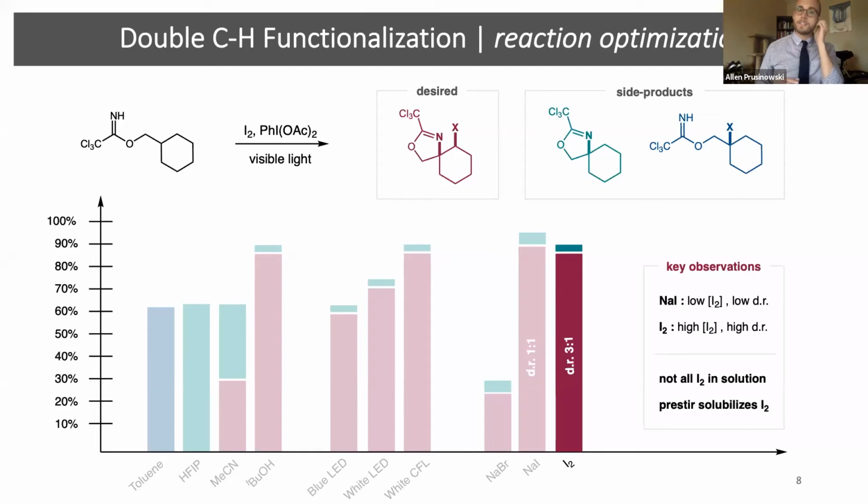There were still a couple of I2 crystals in the bottom. So we thought that we could fully solubilize all of the iodine by putting a pre-stir at the beginning of our reaction. And when we do that, we were really happy to see that we drastically increased the DR of this reaction to 19:1.